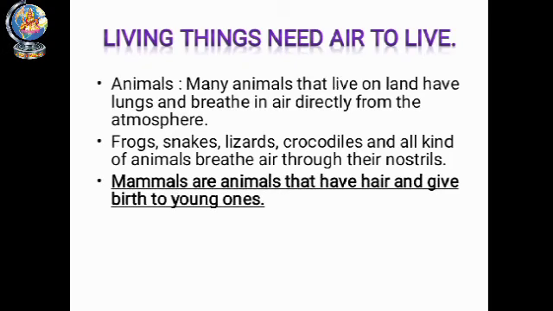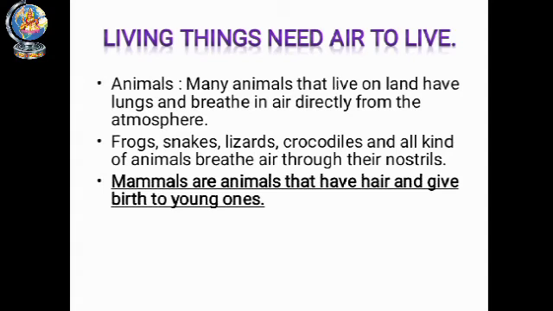Now important thing, look, mammals are animals that have hair and give birth to young ones. Two important things: they have hair and give birth. Now, who are mammals? If you guess any name in your mind, check for these two things. Do they have hair? Like if we talk about a parrot, do they have hair on their body? No, they have feathers, right? A parrot has feathers, so not a mammal. And do they give birth to young ones? No, a parrot lays eggs, so they are not mammals.